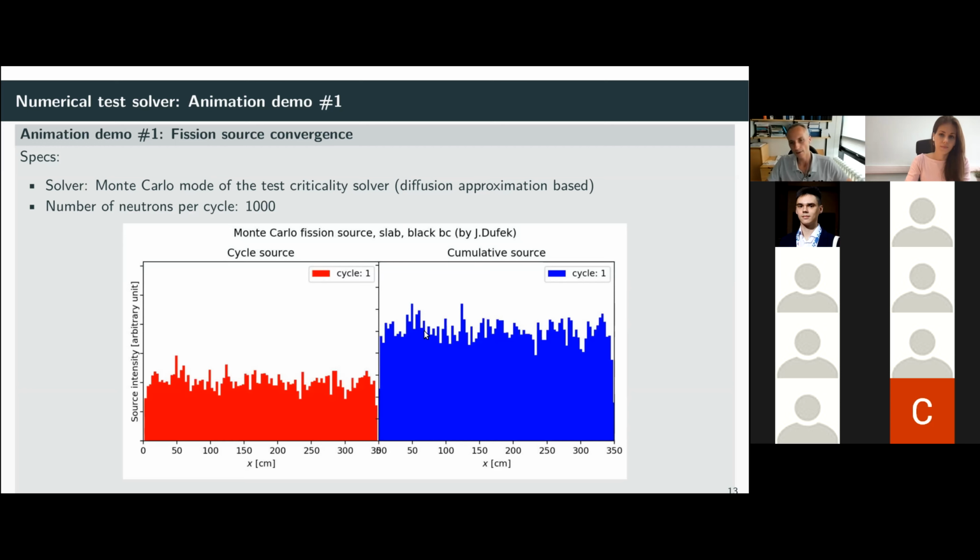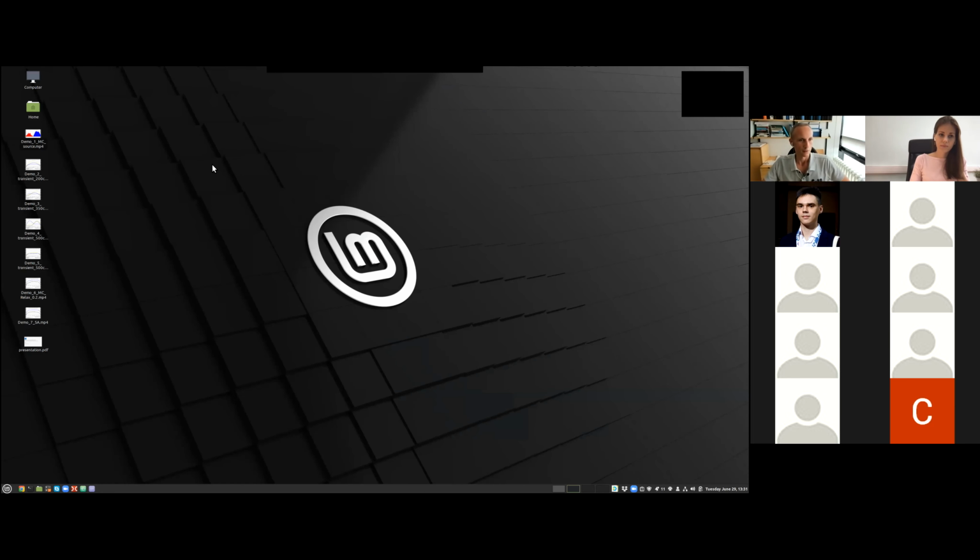So you will see that the distribution of the neutrons over the system will actually converge on the right-hand side. This is, I call it, the cumulative source. Now you see it's not actually scaled to the same value. This is for cycle 1. I mean, the scale doesn't matter. You can basically scale the power distribution to any value in criticality calculations, so this is not really an issue. I will play it now.